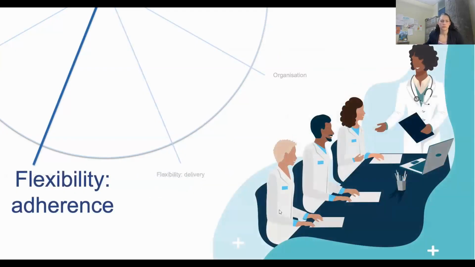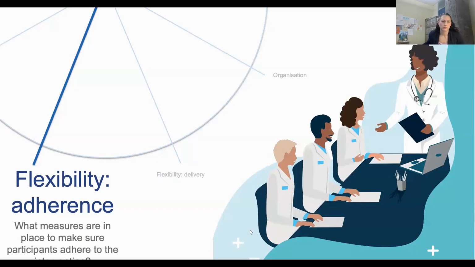On the adherence axis, the question there is, how much flexibility do we give? What measures do we put in place to make sure that the participants adhere to the intervention, right? In a highly pragmatic trial, we would just kind of allow for full flexibility and let the end user engage with the intervention and adhere as they would or not, but not put special constraints around that.